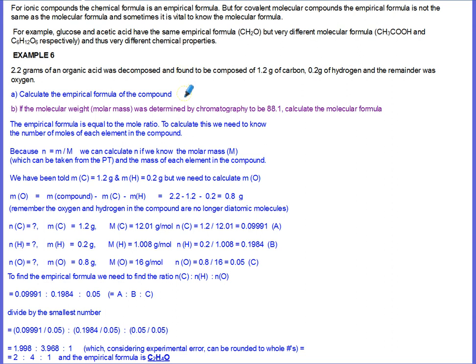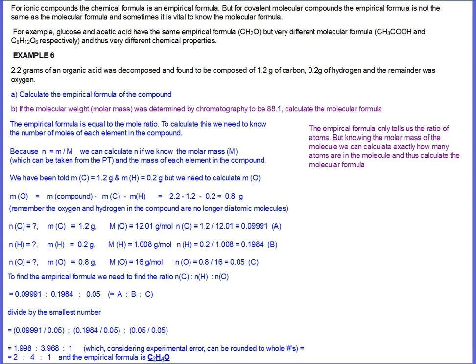But like we said before, knowing the empirical formula of a covalent molecular substance is okay, but it's actually much more useful to know the molecular formula. So how are we going to figure out the molecular formula? Well, let's have a look over here in the purple. The empirical formula tells us the ratio of atoms, but knowing the molar mass of the molecule, which they've given us, we can actually use that to calculate exactly how many atoms are in the molecule, and thus calculate the molecular formula, which is what we're trying to do.